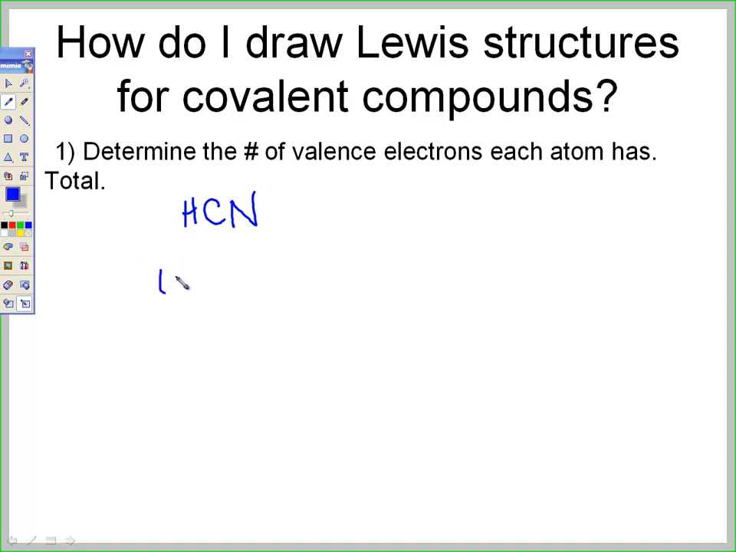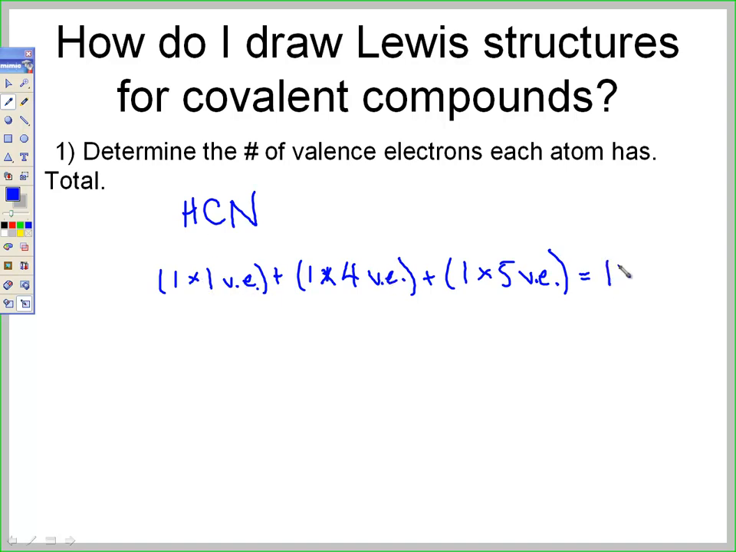So hydrogen, there is one of them, and hydrogen has one valence electron. Carbon, there's one of them, and it has, this should be a times, 4 valence electrons. Nitrogen, there's one, and it has 5 valence electrons. Altogether then, that's 1 plus 4 is 5, plus 5, I have 10 valence electrons. So remember, we need to check that when we're all done.